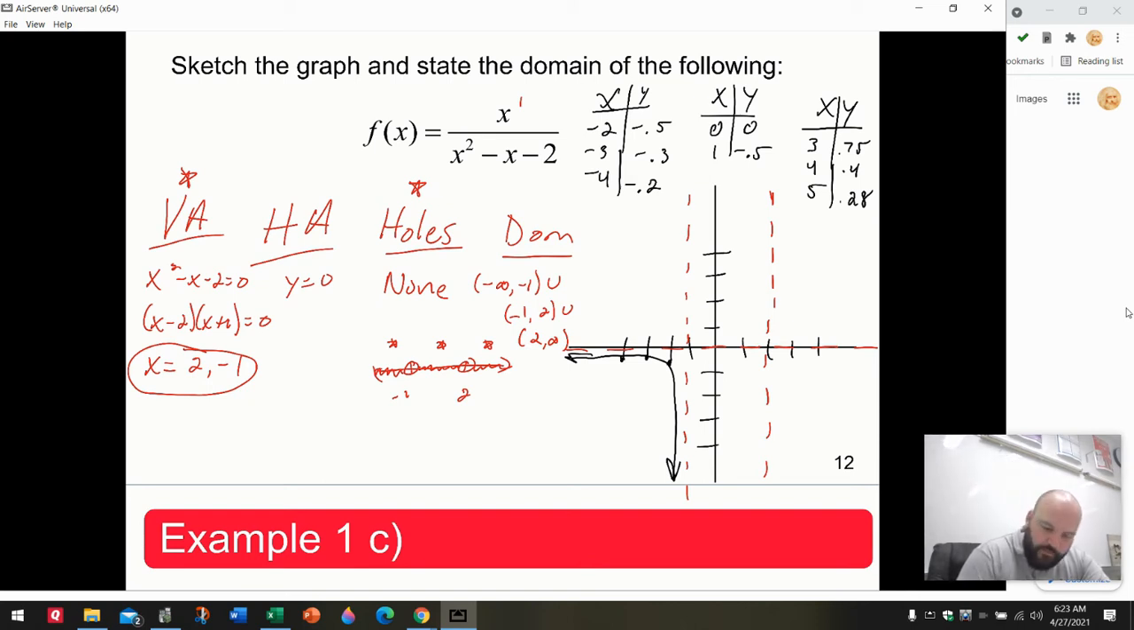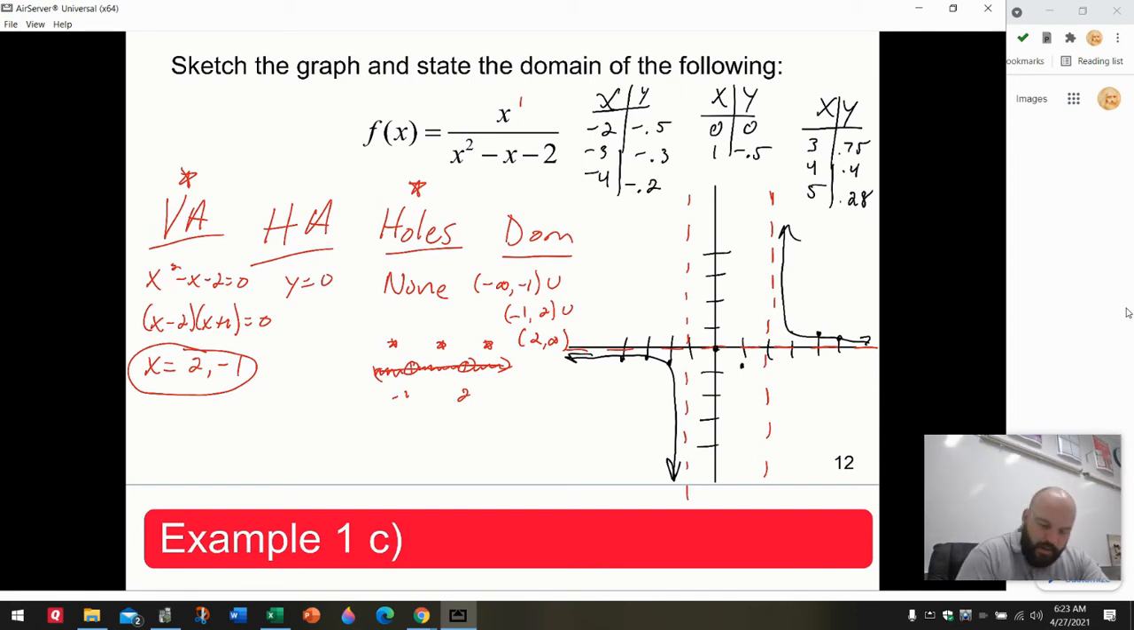The other side is going to look very similar. We have 0.75, then 0.4, and then 0.28. So this one also will go like this, and when it approaches the asymptote, it will shoot up in the air like that. Now, lastly, in the middle, we have this 0, and then we have 1, -0.5, which is right there.